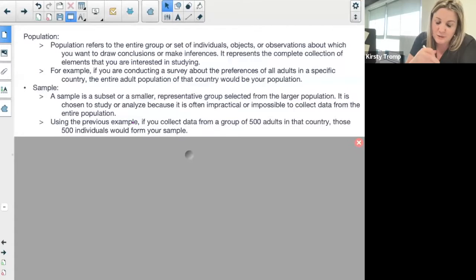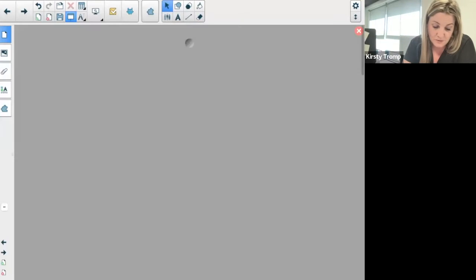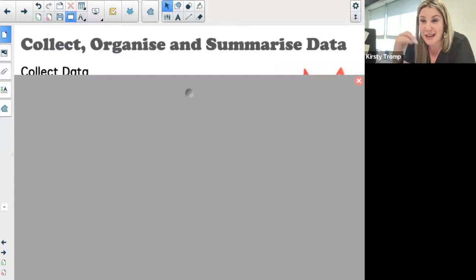We spoke about the difference between a population and a sample. We did some questions on that, okay? We made some more notes. We spoke about the scientific question, and what makes a question a good scientific question and what would be a bad scientific question. We then practiced that, so we did the collecting part of our exercise.